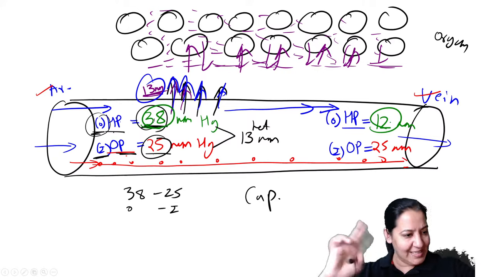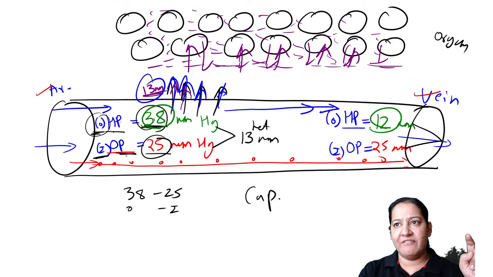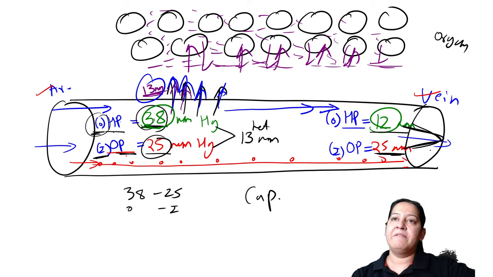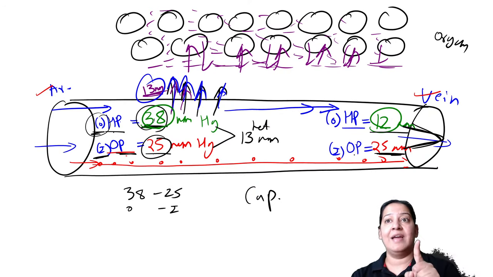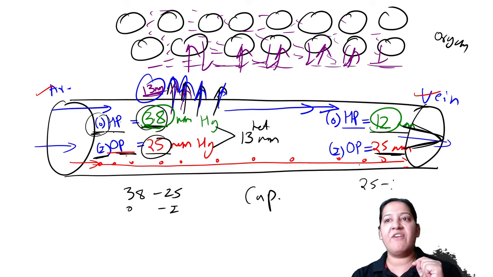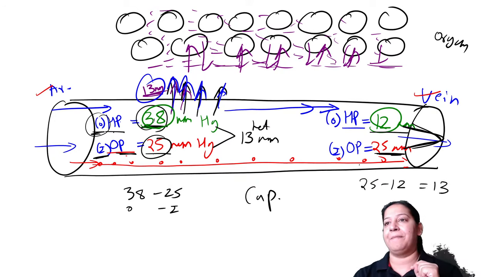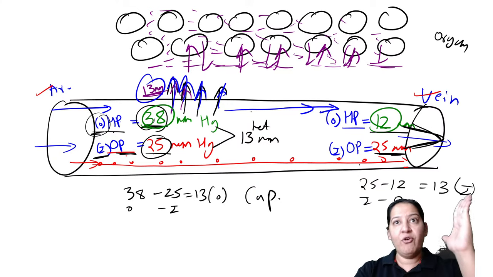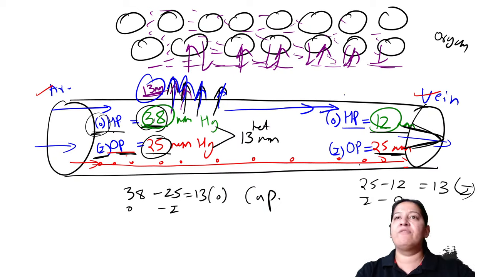Now at the venous end, see the two pressures. One is 25, one is 12. Now you tell me which is more. Here at the venous end, osmotic pressure is more than hydrostatic. The difference is 25 minus 12, which is again 13. But this difference is inward minus outward, and the net is inward. Here also the difference is 13, but the net is outward. So the same fluid which goes out, now the same fluid will come in.